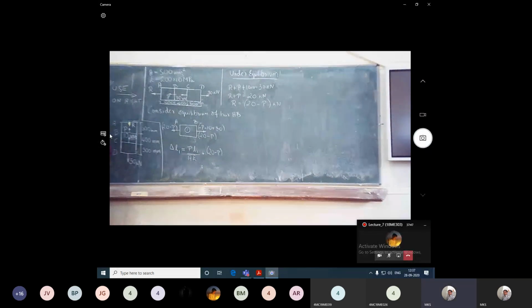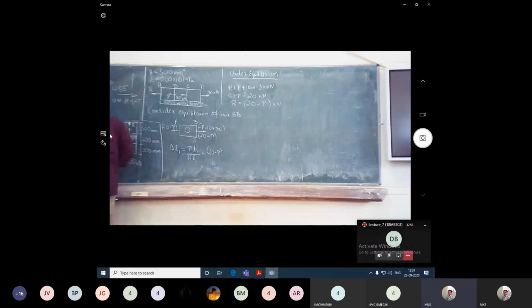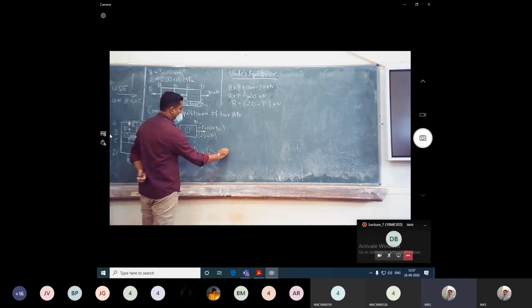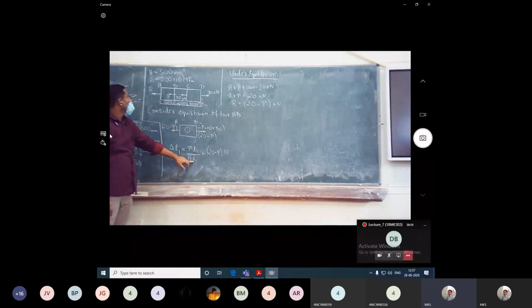So just keep 20 minus P as it is into 10 power minus 3. How much? Minus P into 10 to the power of. So A is known. Length is, for this section it is 500. So 500 gets cancelled. Next, modulus is 2 into 10 to the power of 5. Right?